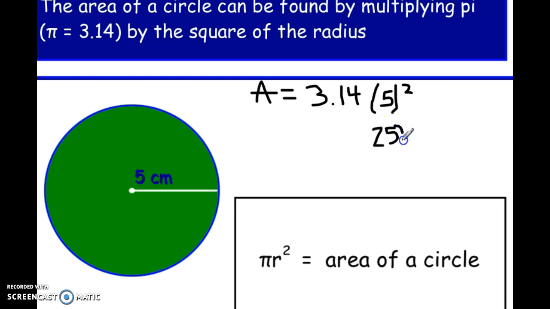And then we'll do this times 3.14. So notice, you're doing a lot of multiplying. And that's what a lot of this with circles is. It's just a lot of multiplying. So do 3.14 times 25 and see what you get.